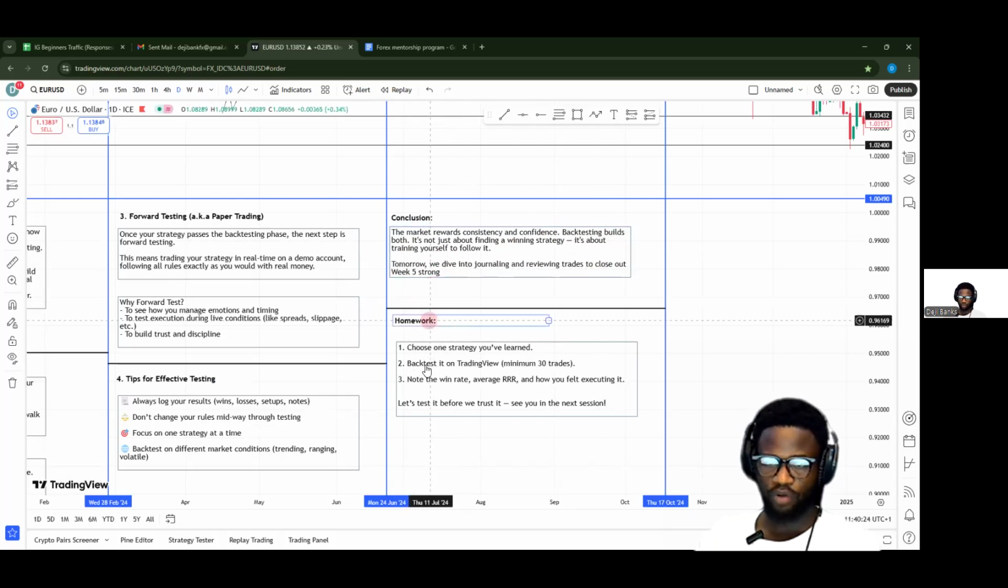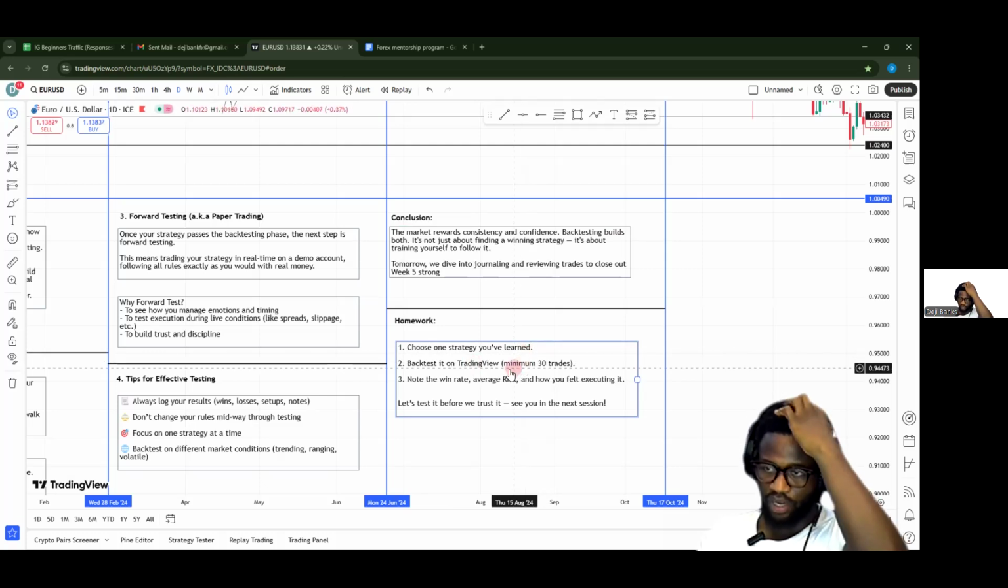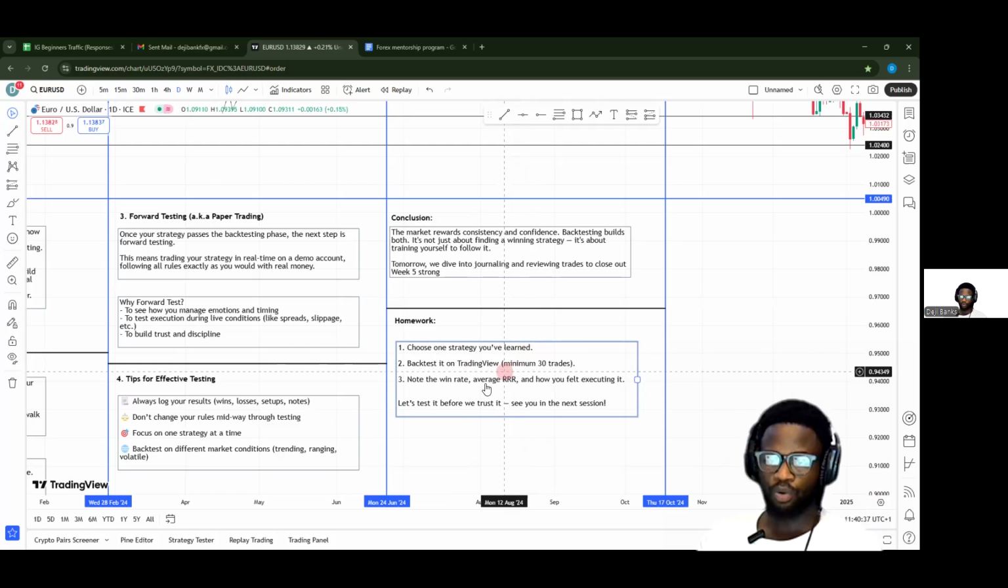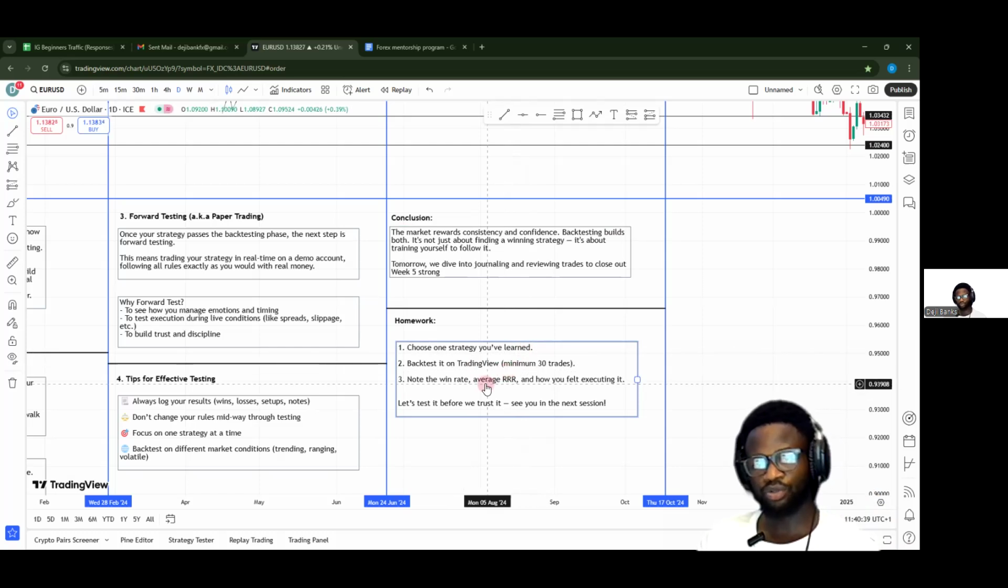And this is what I would like you to do. I would like you to choose one strategy you've learned. Of course, the one I believe is the one I've shown you in week 3. Backtest it on TradingView. If you cannot pay for the pro, if you want to pay for the pro, reach out to me privately. If you cannot pay for the pro, just use the system that I taught you about. Looking left, just shift your chart forward, and when you are moving forward, just take it back. I'm going to show you how to do that on our live session. Please write that down in your notes.